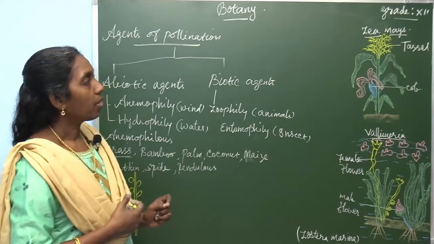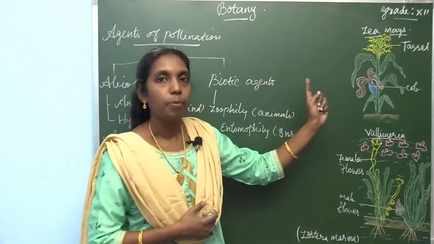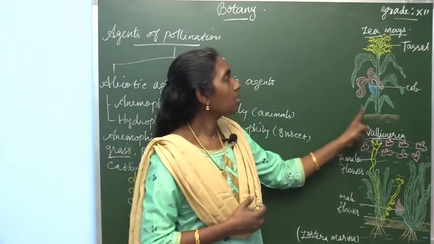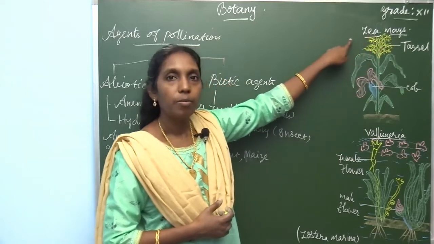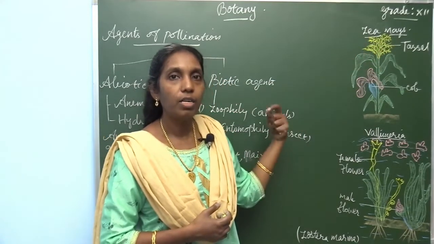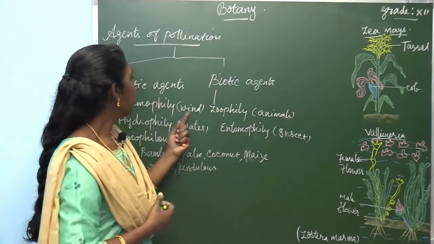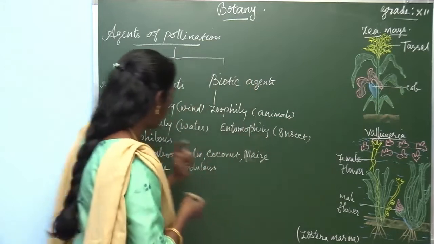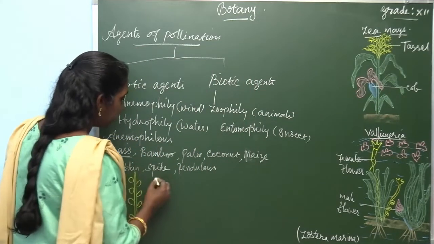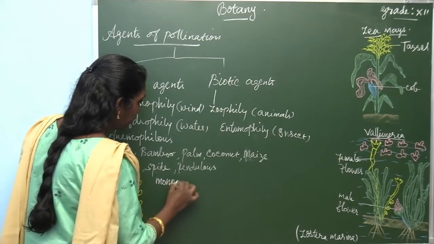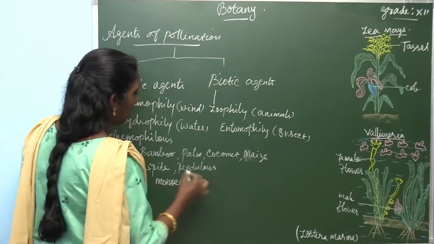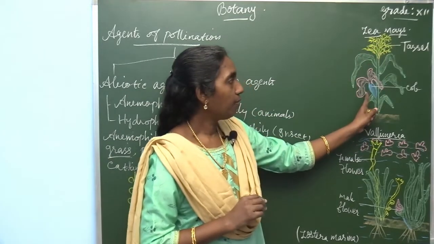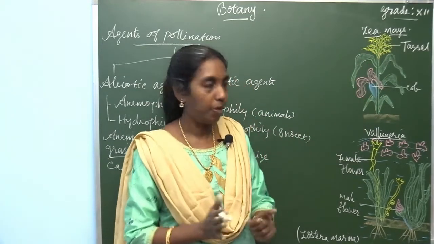There is an example we are going to see, that is maize inflorescence. Now, look at this diagram. This maize is one of the wind pollinated flowers, that is, an anemophilous flower. In this, the condition is monoecious. What is meant by monoecious condition? The male and the female flowers are present in the same plant.